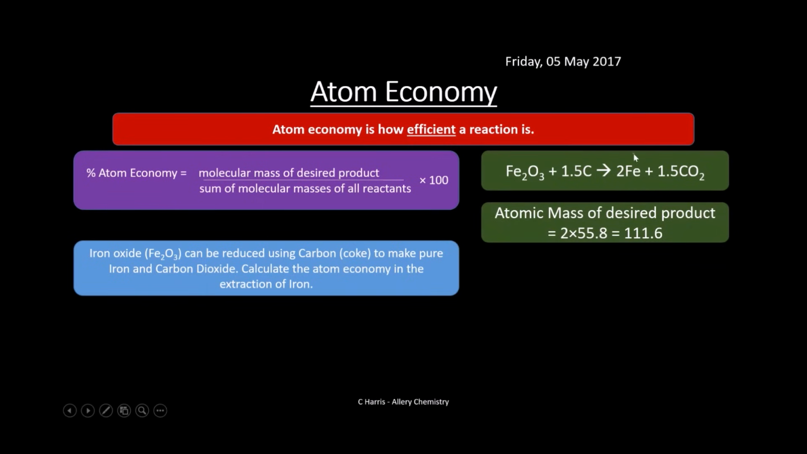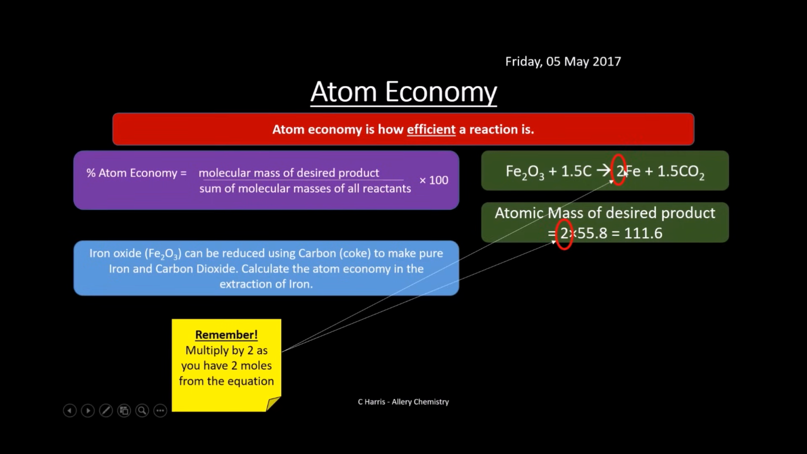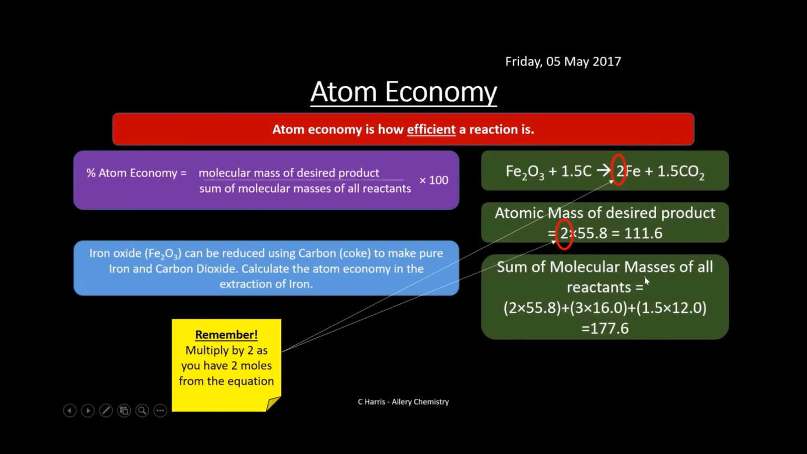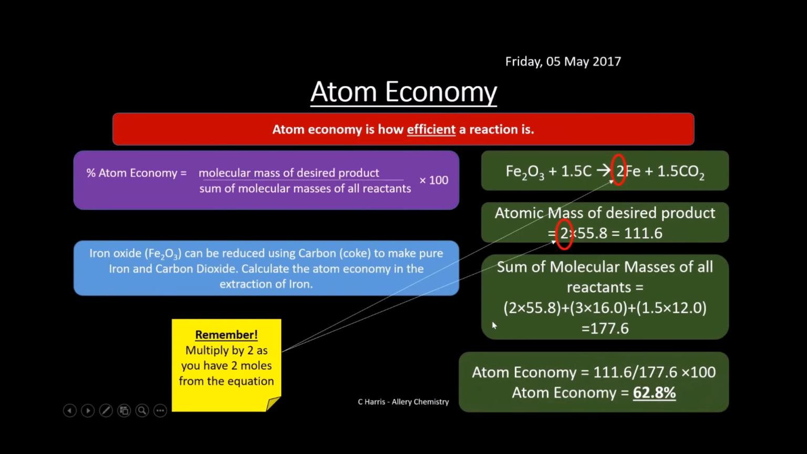So the atomic mass of the desired product, we're making iron, is 2 lots of 55.8. Remember, we've got to multiply it by 2. The mass of the desired product is 111.6. The sum of the molecular masses of all reactants, we've got to add them all up. So we've got 2 lots of 55.8, that's 2 lots of iron, 3 lots of 16, that's the oxygen bit, plus 1.5 times by 12, because we've got 1.5 carbons. We add all that up and we get 177.6. Stick that into your equation and we should get 62.8% as an atom economy. Different, because we're not using actual masses, we're using molecular masses, and we're only looking at the desired product.